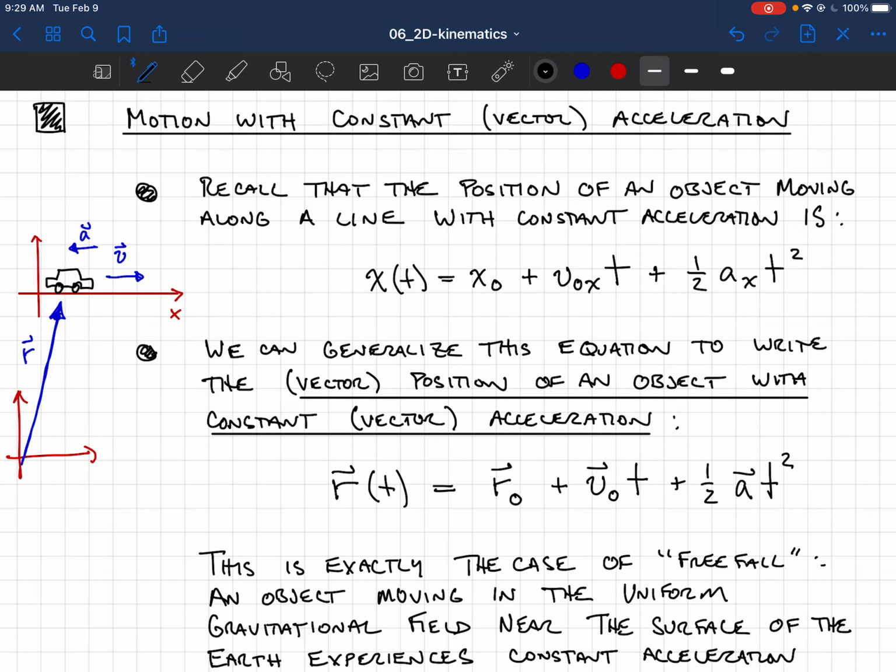So you see that if I wanted to find the x component of this equation, it would be exactly this, right? Take the x component of r, that's x. The x component of the initial r, that's x0. The x component of v0, that's v0x. A goes to ax. So this equation is true. This is for constant acceleration motion, but now we can consider it in the case of a constant acceleration vector.